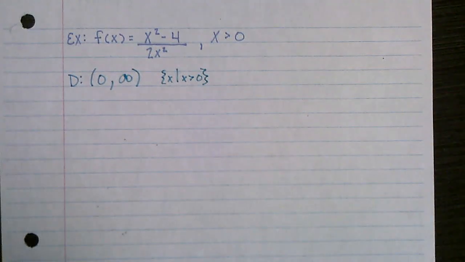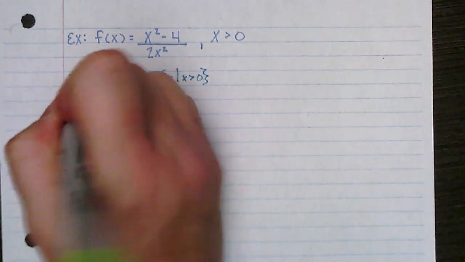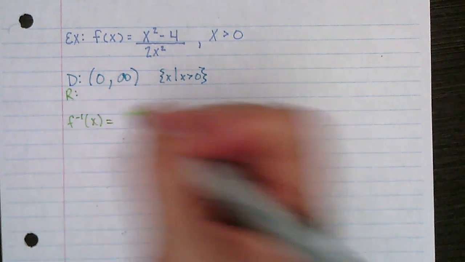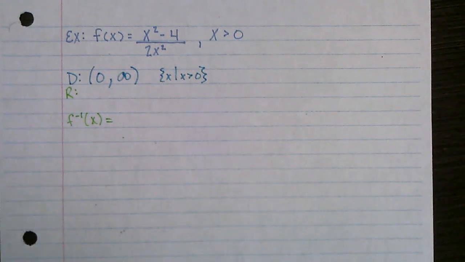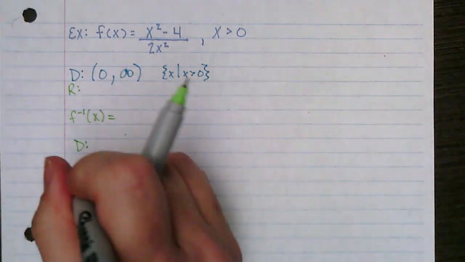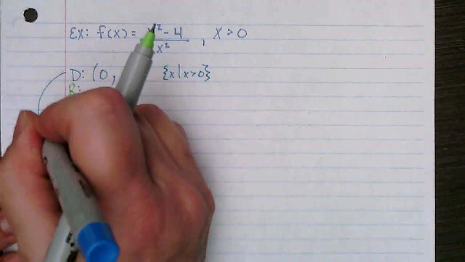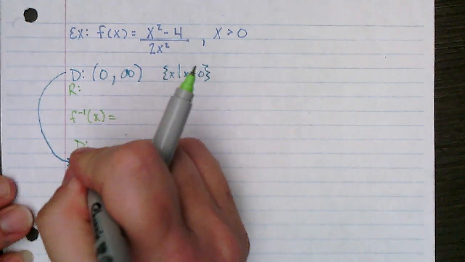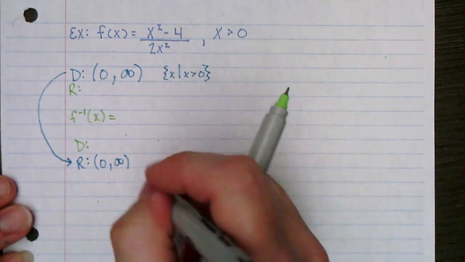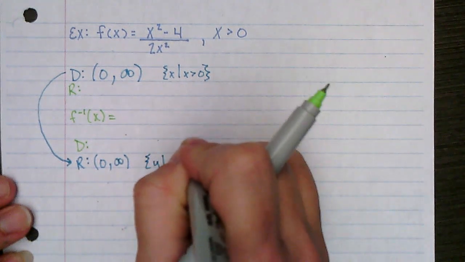And the range we don't know yet. We will know the range once we get the inverse function. I'll just leave a space for the inverse function and its domain. And then I know the range of the inverse function. The range of the inverse function is going to be the same as this domain, so 0 to infinity. Or if you're in set builder notation, we'd have y such that y is greater than 0.